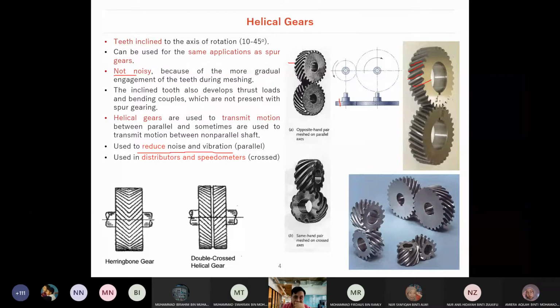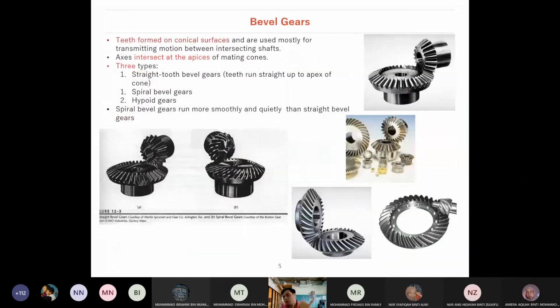So this is another type of teeth, we call it herringbone gear. We have a double cross helical gear. Clear? Hopefully this is straightforward, no big problem. Let's move to the next slide, where we are going to talk about the bevel gear.